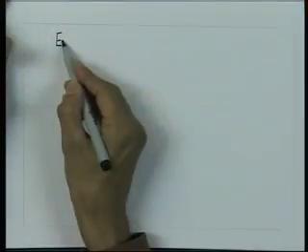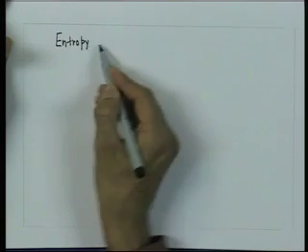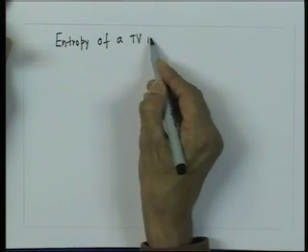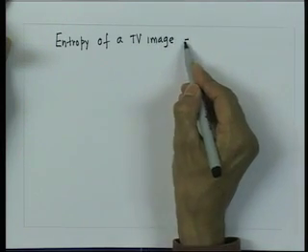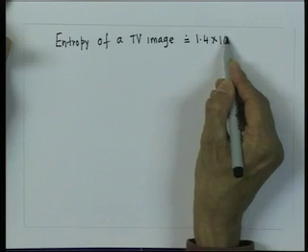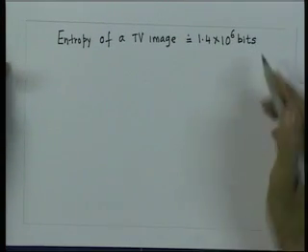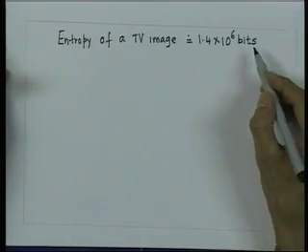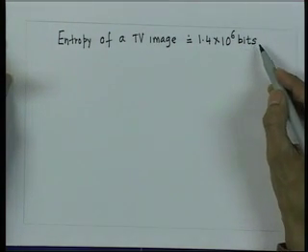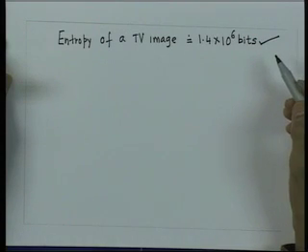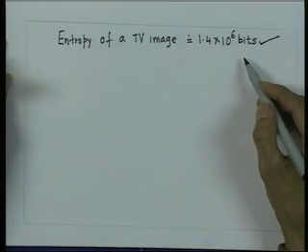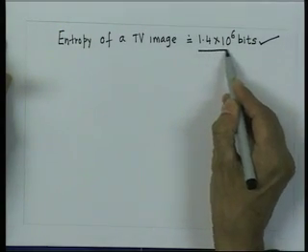In the previous class, we had calculated the entropy of a TV image, and the entropy of that TV image which we calculated was roughly around 1.4 into 10 raised to 6 bits. At that stage I had pointed out that the calculation of the entropy which we have done for the TV image is not really exact. In a practical situation you will find that the entropy of a TV image is much less than this quantity.